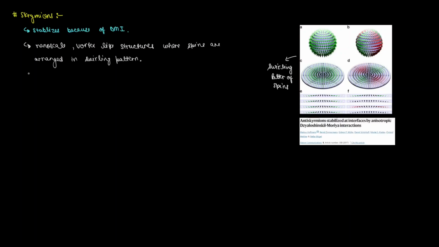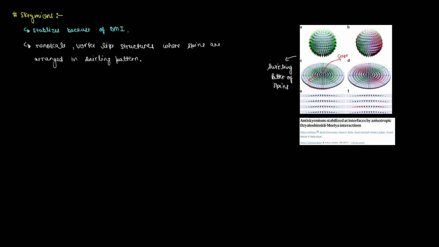These are topologically protected, meaning that their structure is stable and resistant to any perturbation, and their stability arises from DMI. Here at the core of the skyrmion, the spins point in one direction, usually up or down, while at the periphery here, they point in the opposite direction, and the spins in between gradually rotate, creating a smooth, continuous transition. These skyrmions can be stabilized in magnetic materials under certain conditions, such as the application of an external magnetic field or a change in temperature.